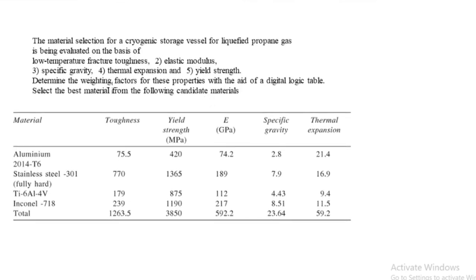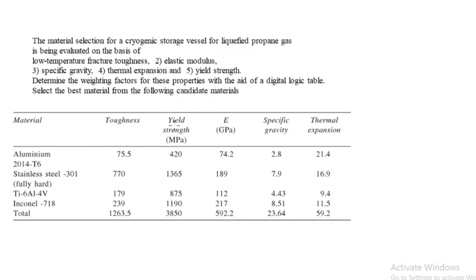The material selection for a cryogenic storage vessel for liquefied propane gas is being evaluated on the basis of toughness, elastic modulus, specific gravity, thermal expansion, and yield strength. So we should determine the weighting factor for these properties with the aid of a digital logic table, and select the best material from it.